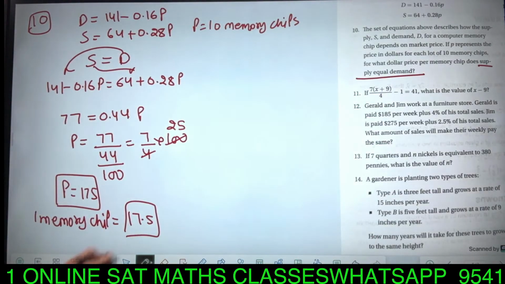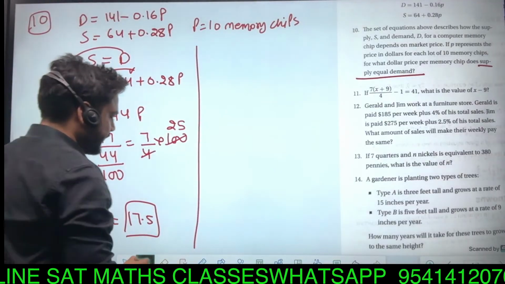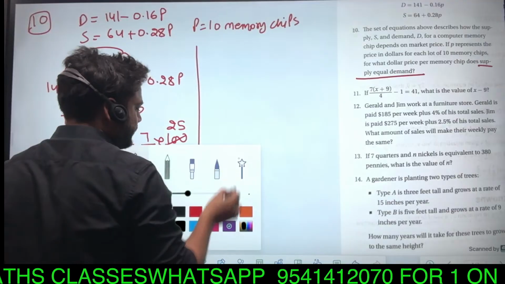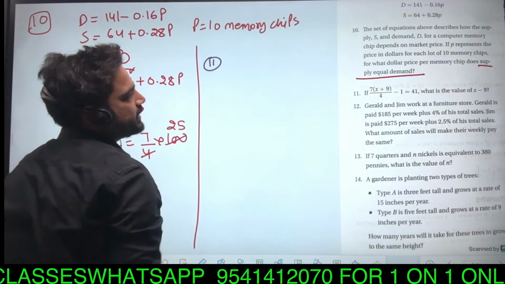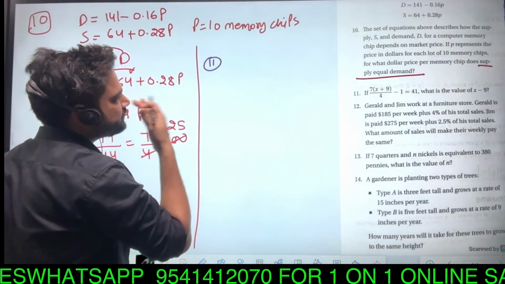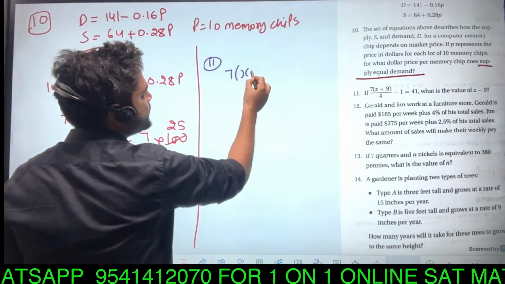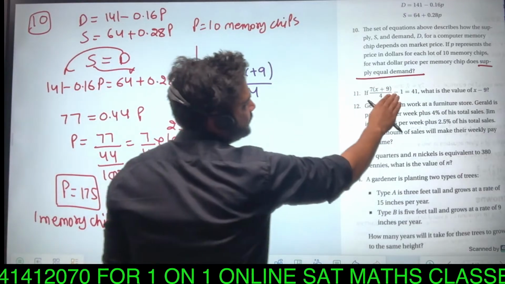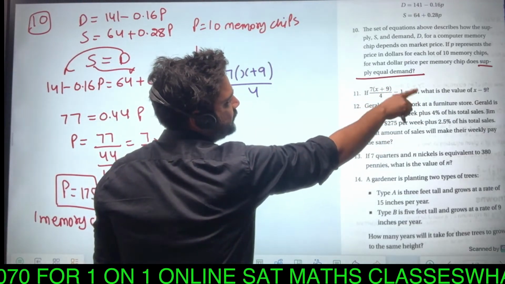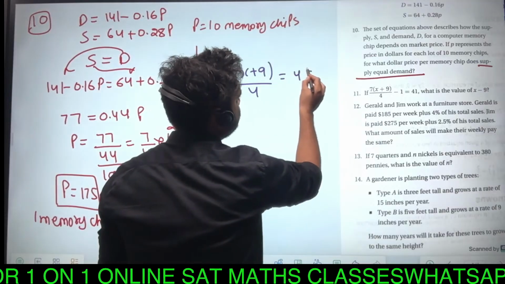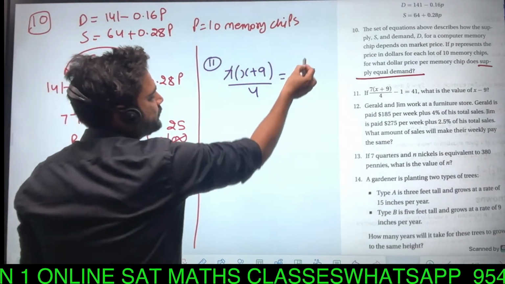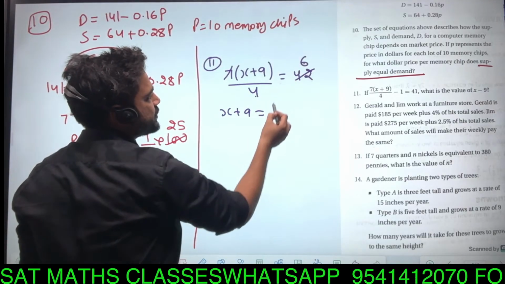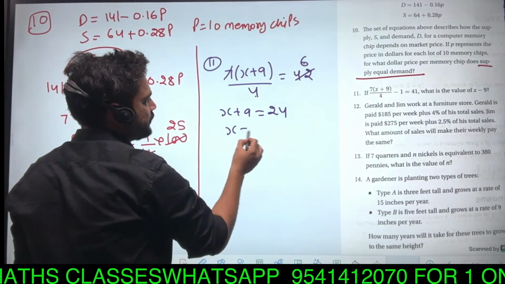Now solving the next question, question number 11. It looks easy. It is 7 into (x plus 9) upon 4 minus 1 is equal to 41, so this minus 1 will go there and it will be 42. 7 will cancel 42 to 6, and x plus 9 will be equal to 4 into 6, 24. So x will be equal to 15.